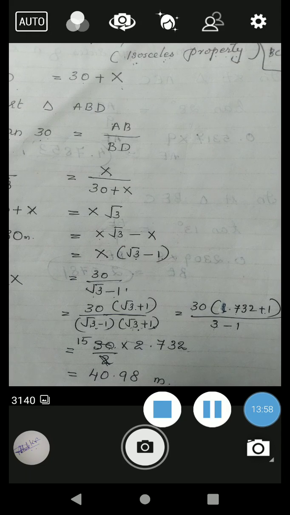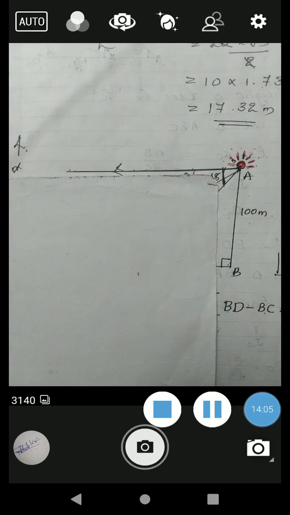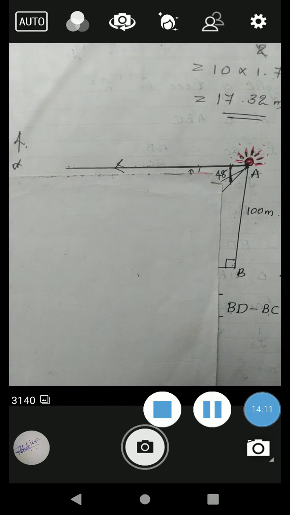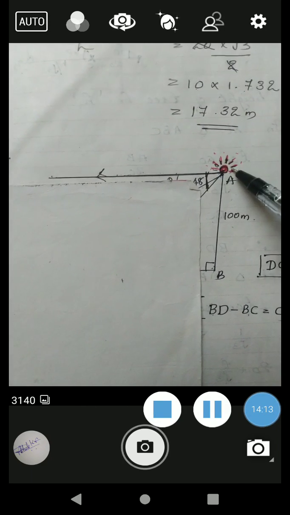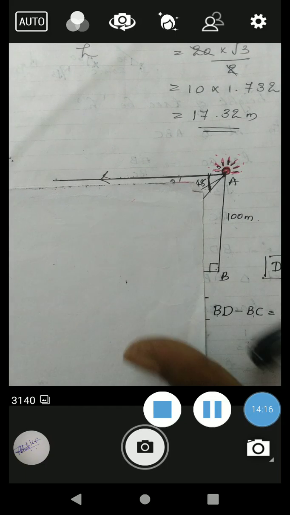And after simplifying, you will get the answer 40.98 meter. Now question number 4. From the top of a lighthouse 100 meter high, you can see a lighthouse here. Okay, no need of drawing this light.